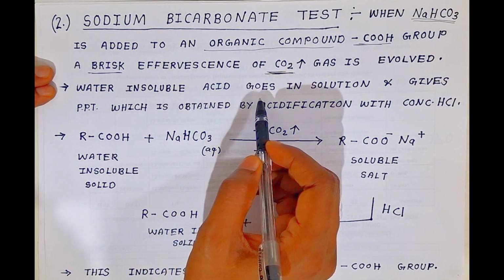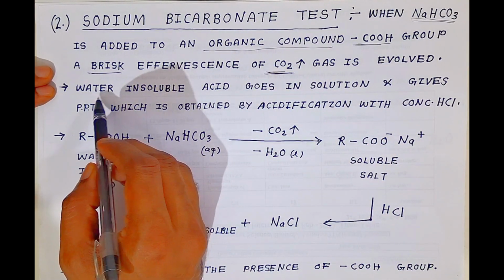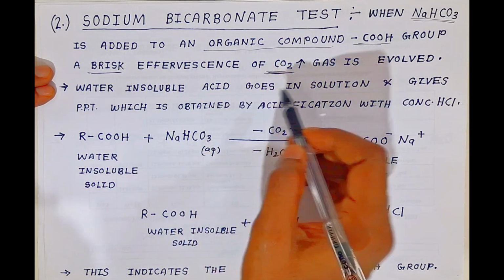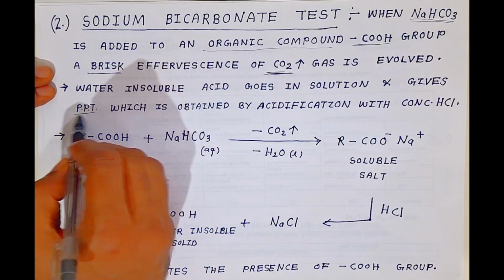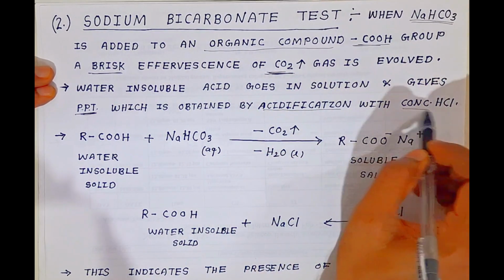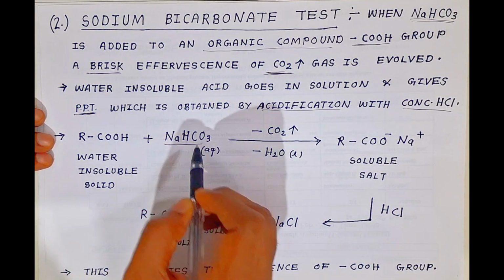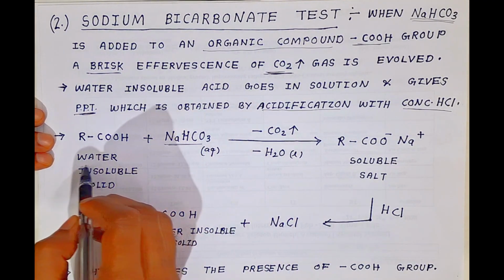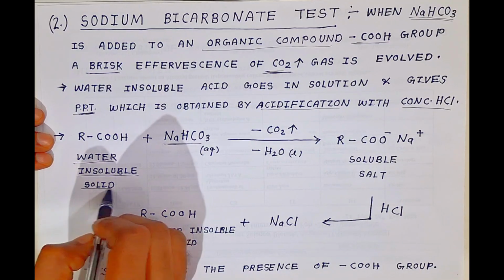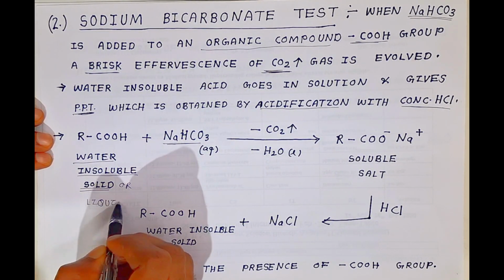A water insoluble acid goes into solution. So what happens students? The water insoluble acid goes into solution and gives a precipitate, which is obtained by acidification with concentrated HCl. So students, what happens when you add sodium bicarbonate to an organic compound which is a water insoluble solid, or it may be a liquid also.